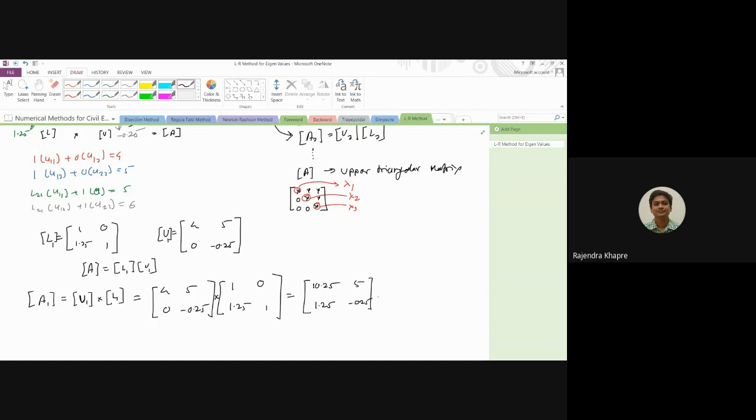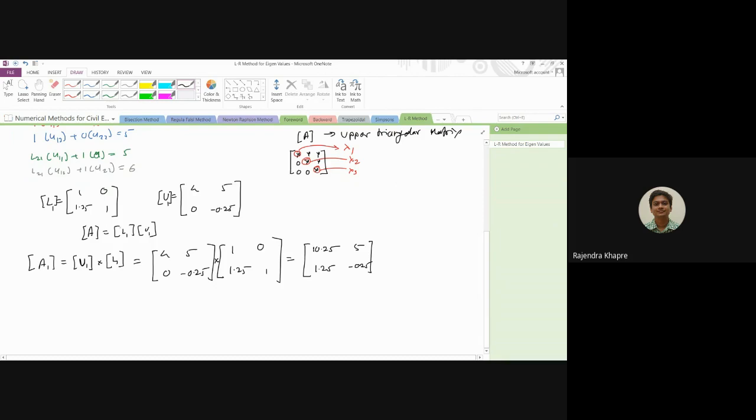Now you see, this is not an upper triangular matrix. This is a regular matrix. It has got some value in the lower triangle which is non-zero. So this is your A1 matrix. So now what you have to do? You have to go for another cycle, so that you have to break this A1 matrix once again into two parts. One is L and one is U. Let us call this as L2 and U2.